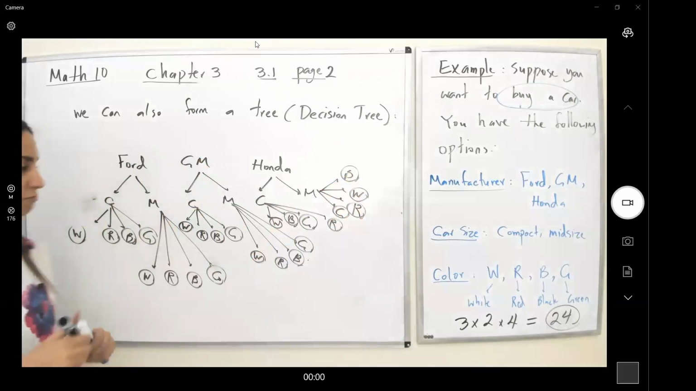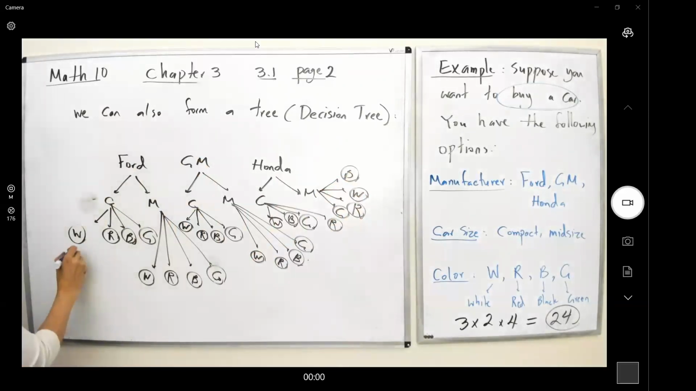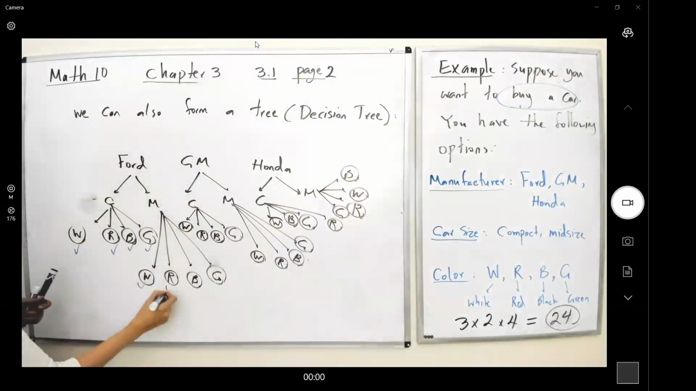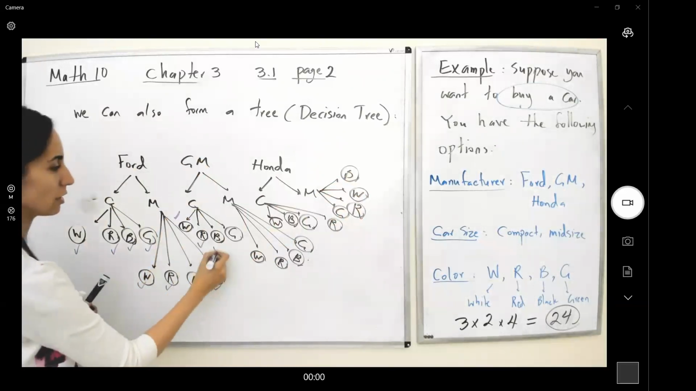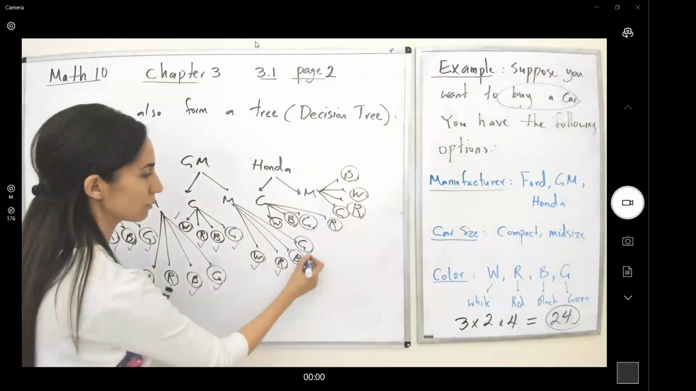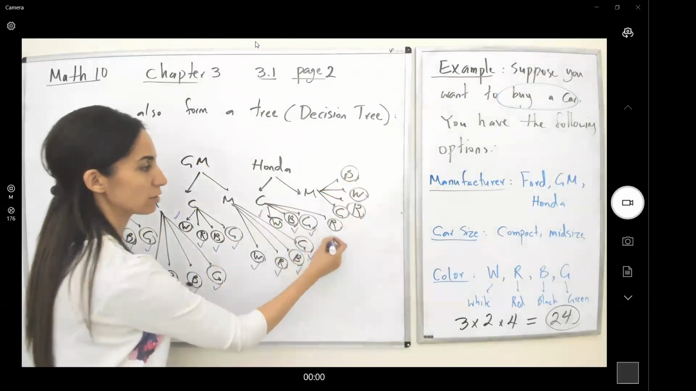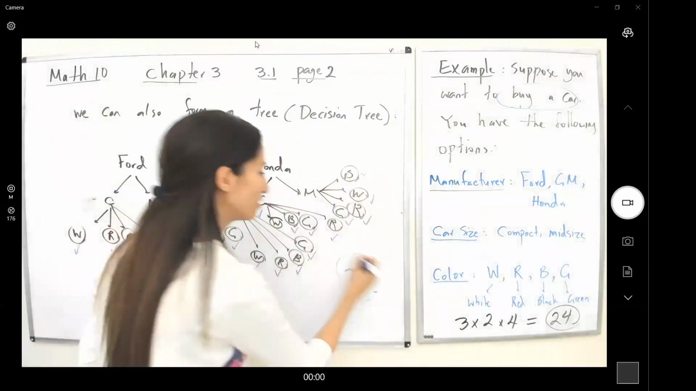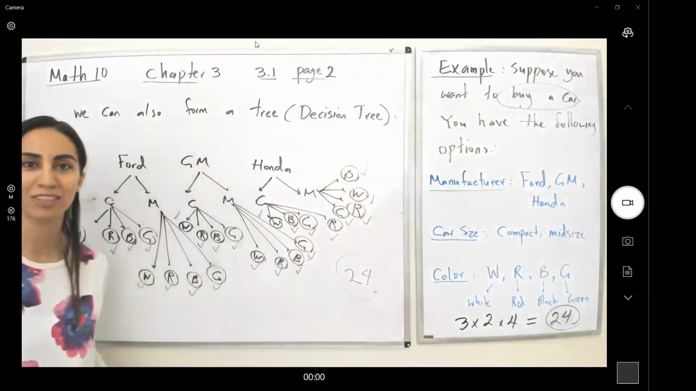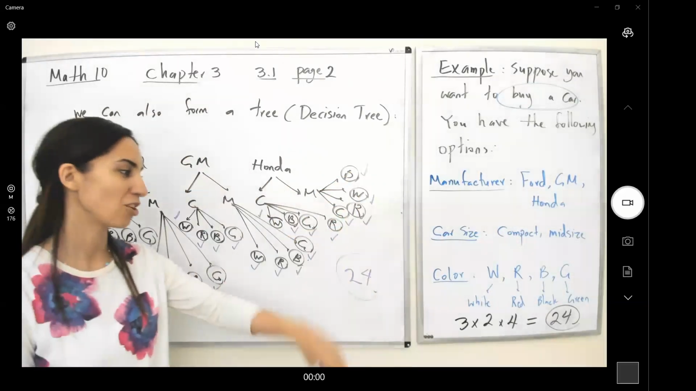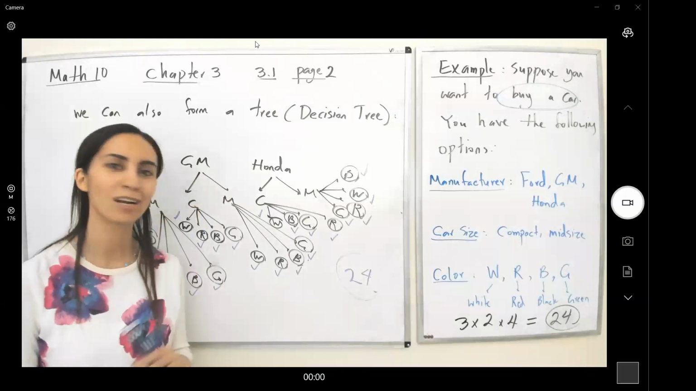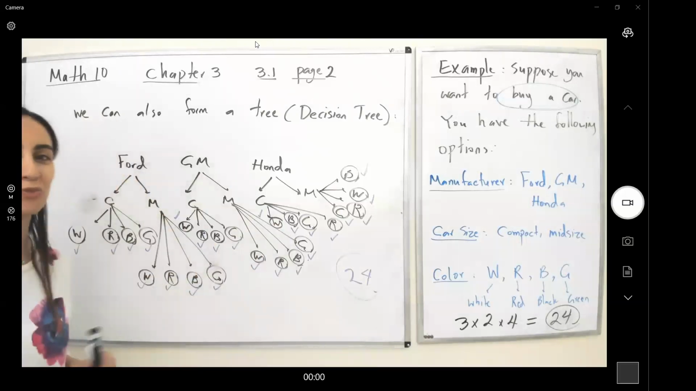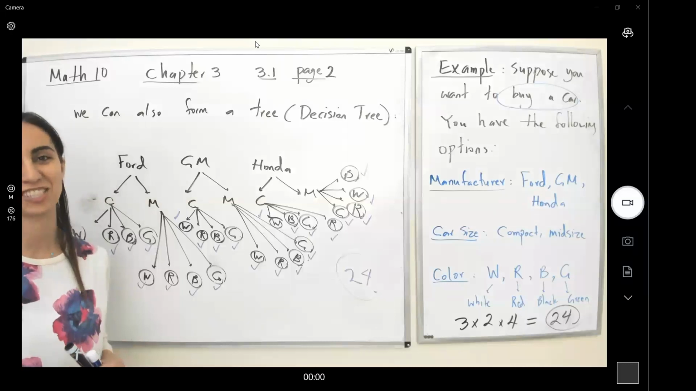So how many? Let's count them. 1, 2, 3, 4, 5, 6, 7, 8, 9, 10, 11, 12, 13, 14, 15, 16, 17, 18, 19, 20, 21, 22, 23, and 24. So either using the algebra and using the fundamental counting principle, or just using a decision tree to visualize our decisions here.